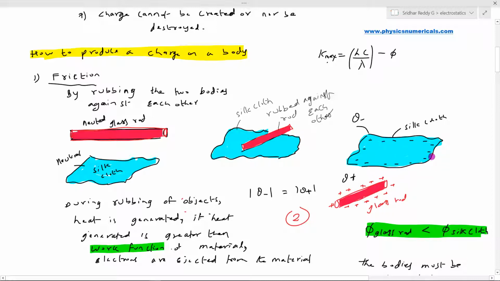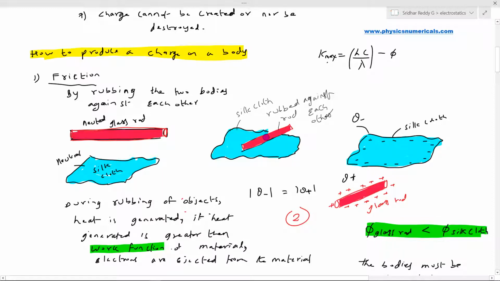Why can't it be the converse? Why can't this be positive and this be negative? Why only in this way? We have a specific reason. When I rub the glass rod against the silk cloth, what actually happens is that I'll be doing mechanical work.